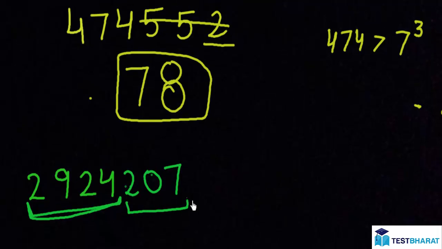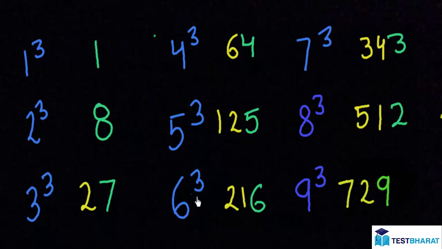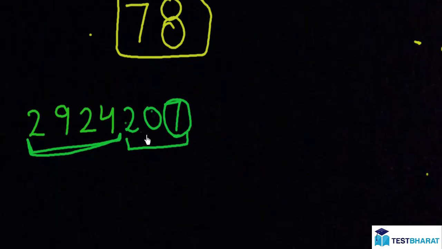First step is similar. We have to find out the last digit. Here the last digit is 7, and the cube which has a 7 at the units place is 3 cube. So we can write 3 here, and we can cut it down. But what about 2924?